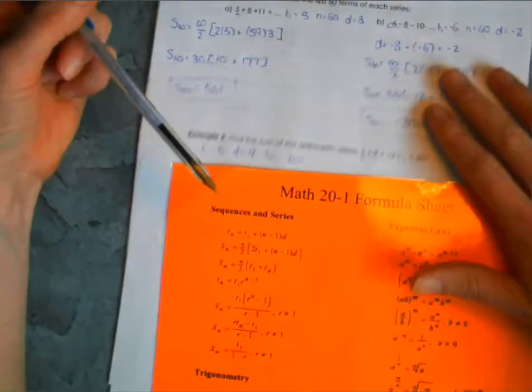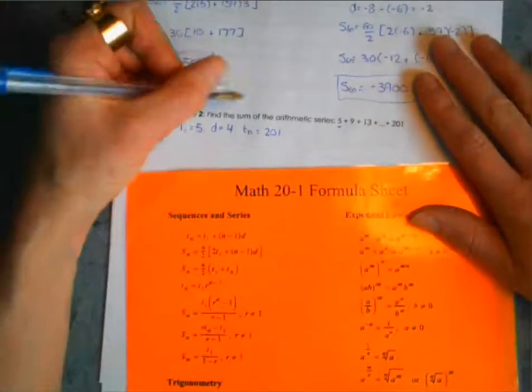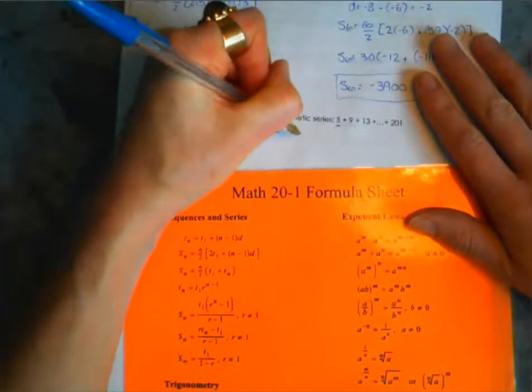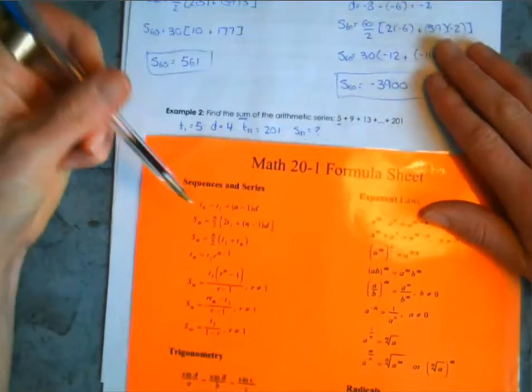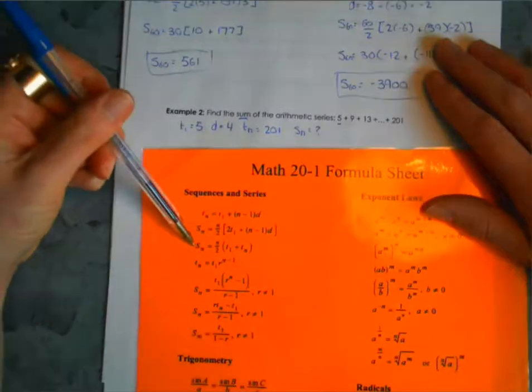So now if we look at our formula sheet, we want to see how this is going to work. What are we looking for? We're looking for the sum, so we're looking for Sn. And so we know we have to pick one of these two.